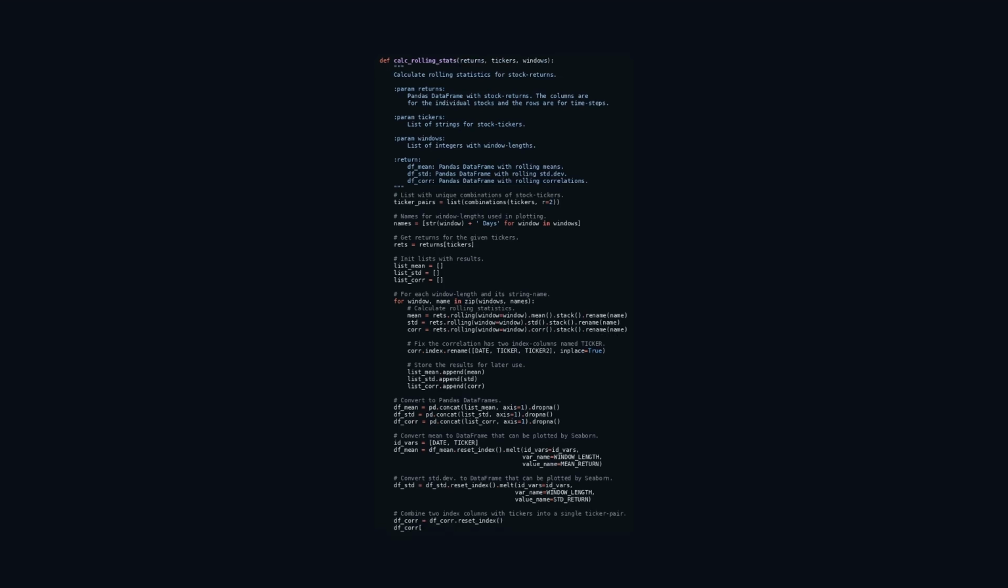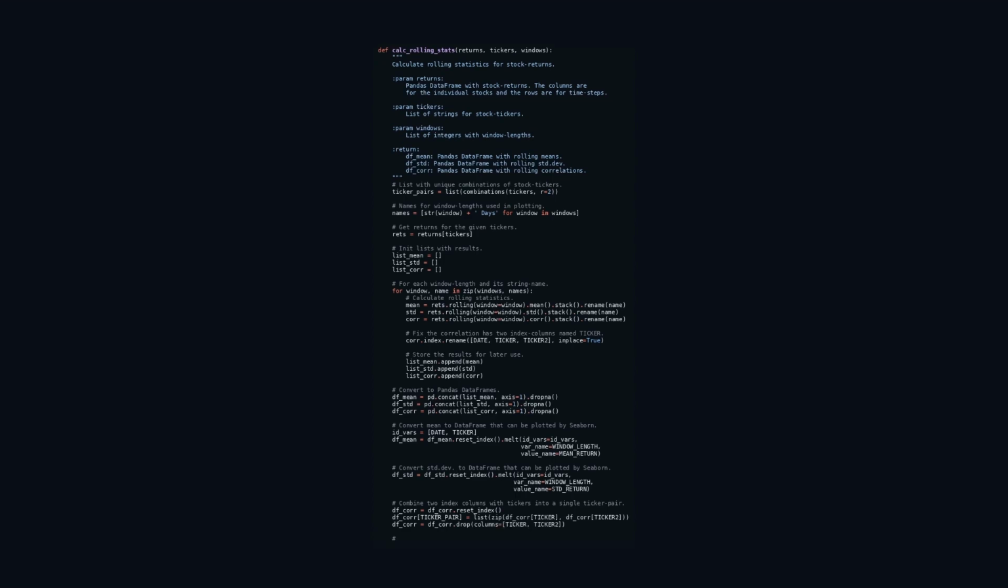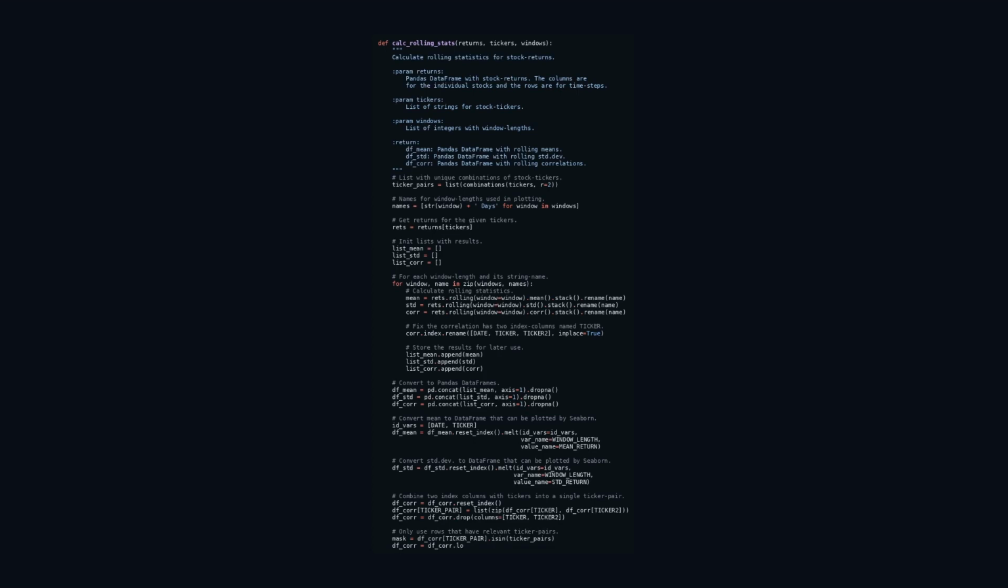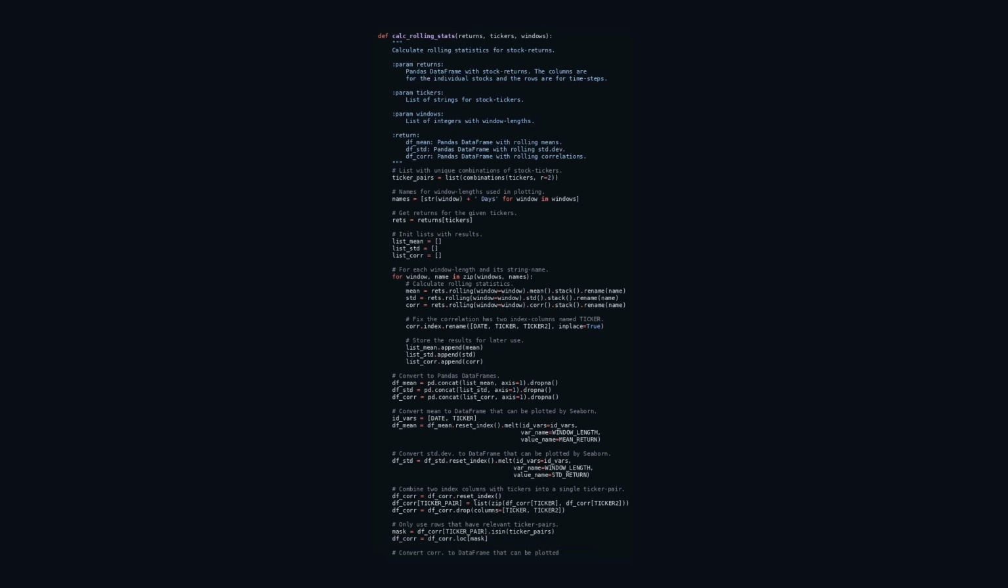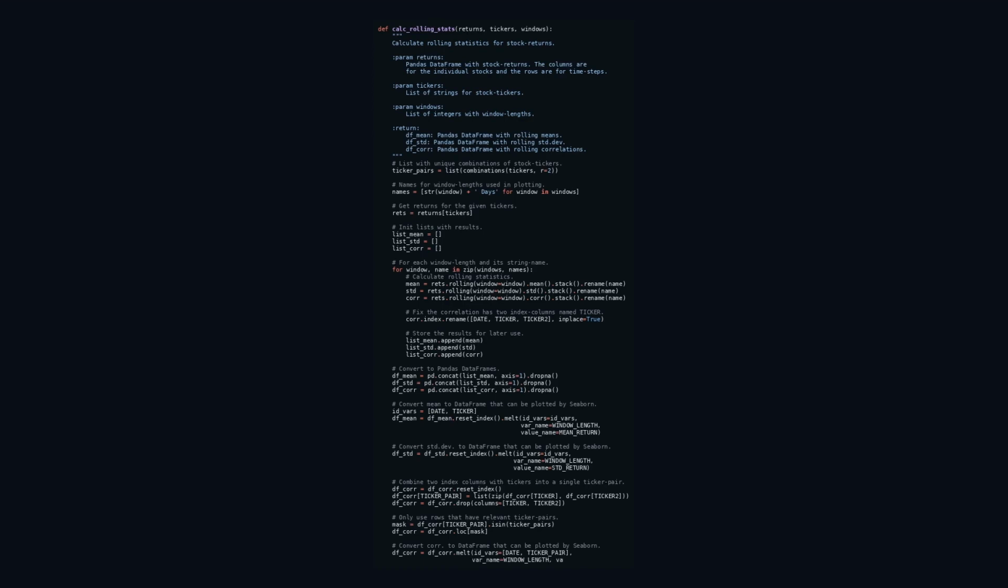Overall, the function is valuable for analyzing the historical performance of stocks, offering insights into how key statistics like mean, standard deviation, and correlation evolve over different rolling time intervals, and facilitating easy comparison and visualization across various stocks and periods. The code defines a function, plot_rolling_stats, which creates visualizations of rolling statistics for multiple stock tickers or pairs of tickers using Matplotlib and Seaborn libraries.